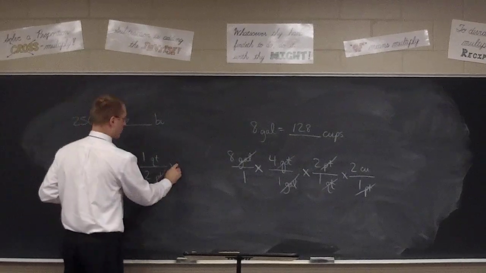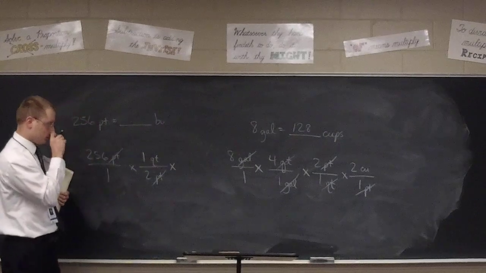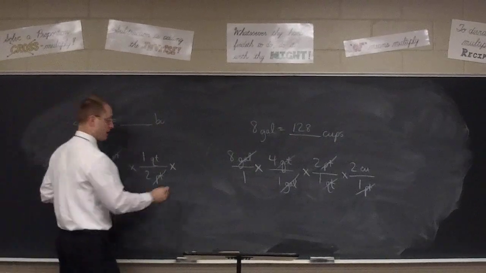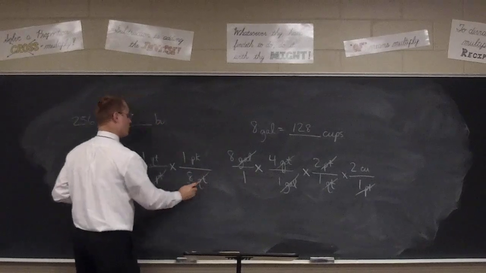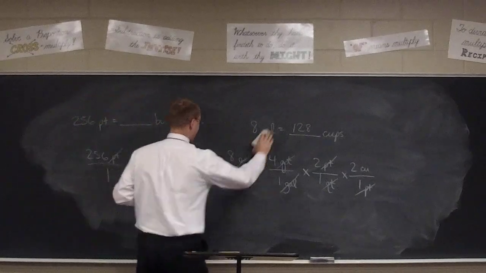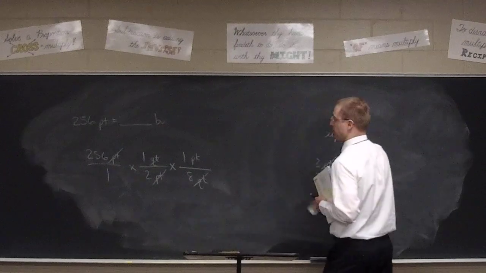That's not what I want. What do I know about quarts? 8 of them equals a peck. So how do I set it up? 1 peck over 8 quarts. Put the 1 peck over the 8 quarts, so the quarts cancel. But now I've got pecks. I don't want pecks. I want bushels. So now what do I do?